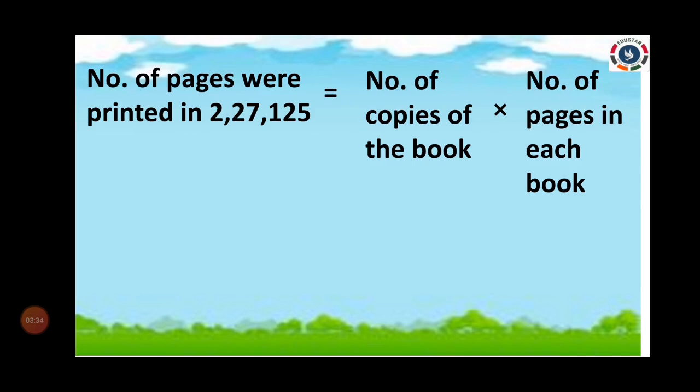Now you tell me, the number of copies of the book, how many copies? 2,27,125. So this is the number of copies. Then write the multiplication symbol. Then what is asked? Number of pages in each book. How many pages? 329 pages. Now we are going to multiply these two values. Take these two values aside and do the multiplication here.